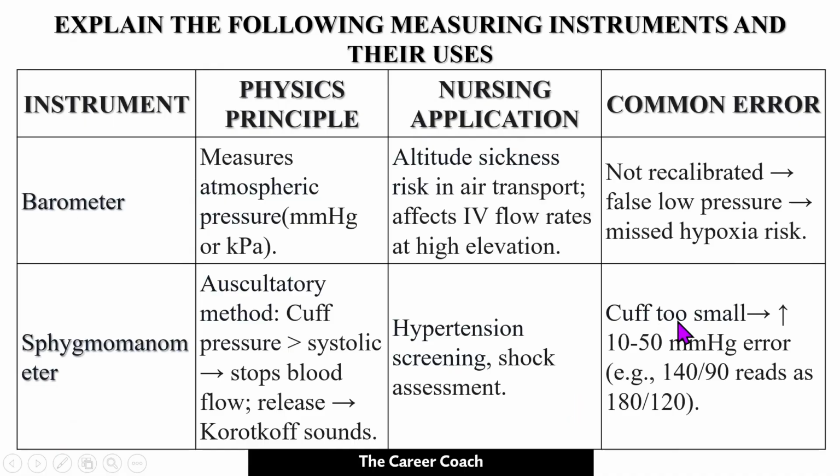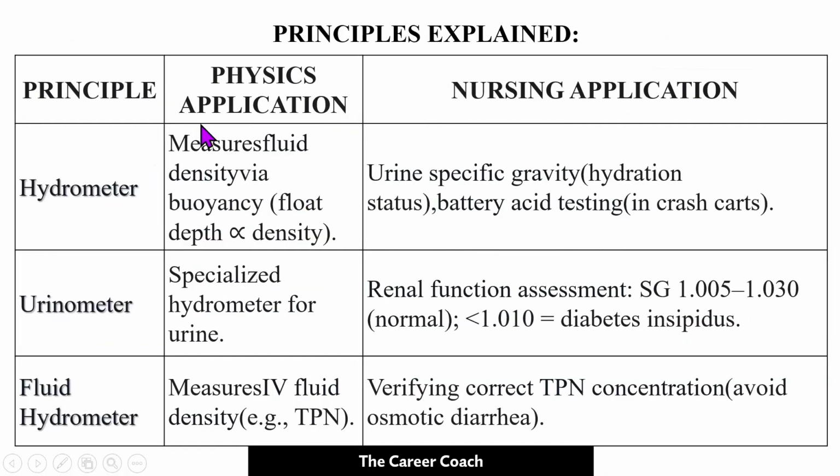Common errors: when the cuff is too small, it will lead to an increase of the blood pressure reading by 10 to 50 millimeters of mercury. This is erroneous. For example, hydrometer. Physics principle of hydrometer: it measures fluid density via buoyancy. Float depth is directly proportional to density. Nursing application: urine specific gravity, hydration status, battery acid testing in crash carts.